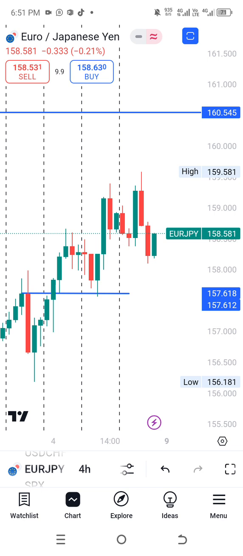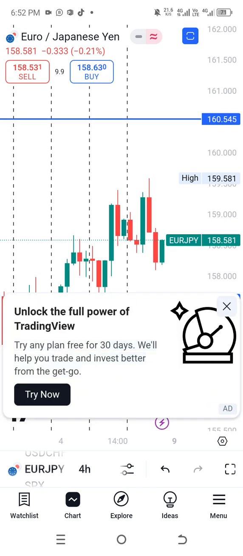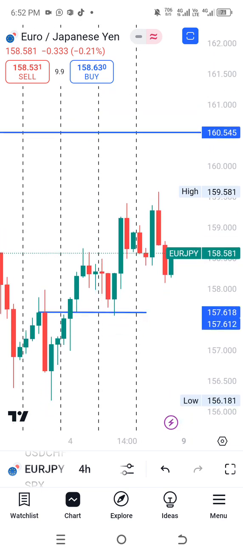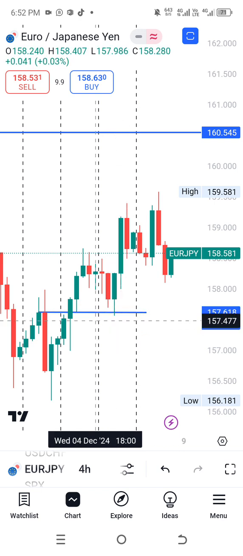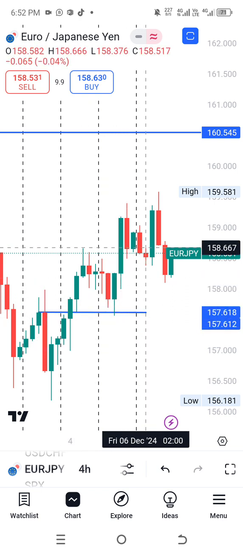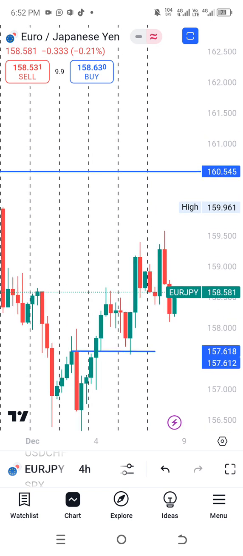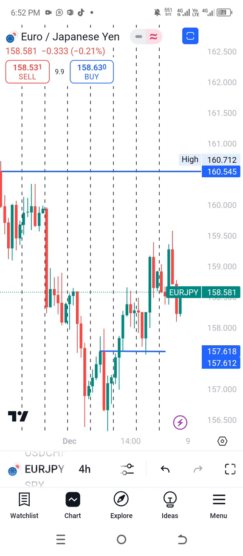Now let's check EURJPY. This is EURJPY. This is another setup. Most of my mentees are already on this trade, and took this trade at this point here. You see how price reacted up here. So we are targeting this area that has been marked. That area is where we are targeting. 160.545 is our target on this.